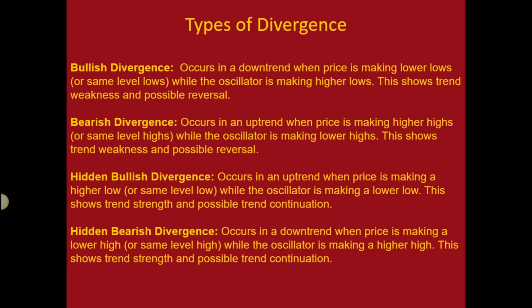Then the hidden bearish divergence is going to occur in a downtrend when price is making a lower high or same level high, and in our case it's going to be a lower bull fractal, all right, while the oscillator is making a higher high. This shows trend strength and possible trend continuation.